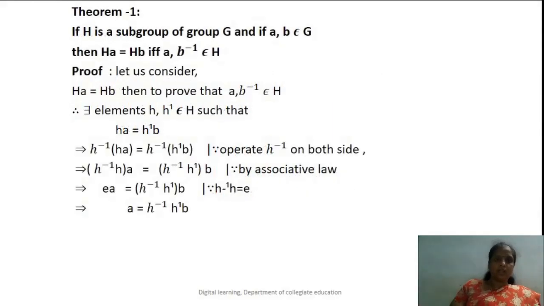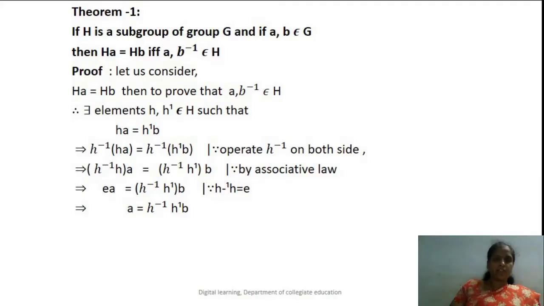So theorem 1. If H is a subgroup of the group G and if a and b belong to G, then we have to prove that Ha is equal to Hb if and only if ab inverse belongs to H. So taking this, we have to prove this. Next, taking this, we have to prove this. Let us take this one and let us prove it for this one.